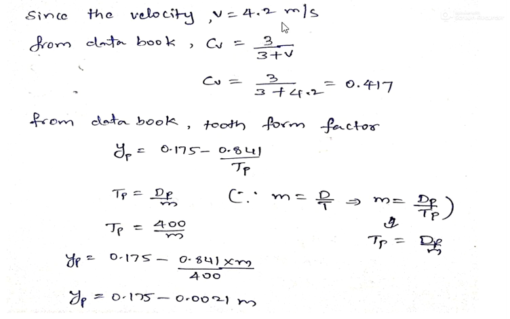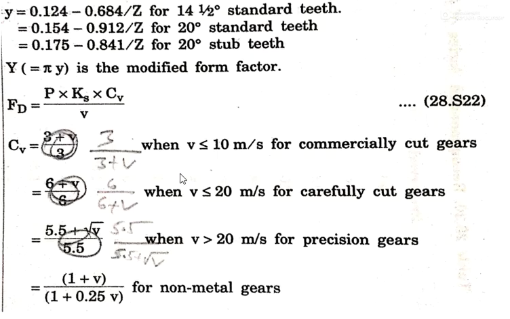So we got the pitch line velocity as 4.2 meters per second, and when you see here, the pitch line velocities are listed against which we have the CV values. Here, just a correction is there. Just observe this, the value should be like this only. We got 4.2, which means the velocity is less than 10 meters per second.